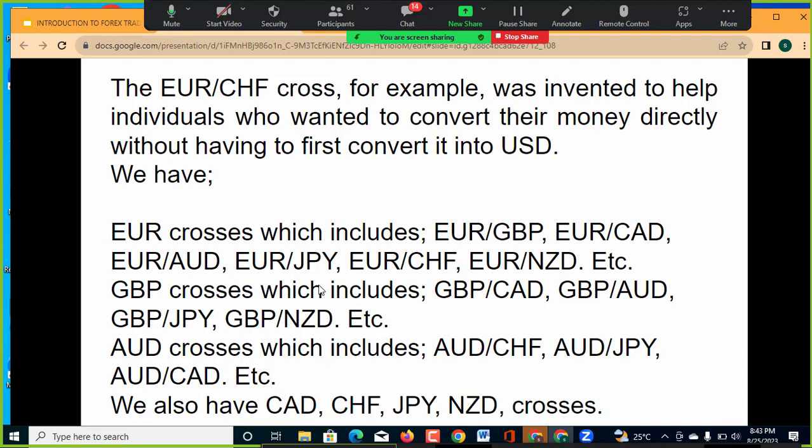So you can do your transaction directly without converting your money to dollars and then buying the currency in mind. Let's say you want to purchase NZD, but what you have is Naira. You would first convert your Naira to US dollars, then use US dollars to buy NZD. But with cross quotes, you are directly using your Naira to buy NZD without any conversion. That is what cross quotes do in the forex market, and we have a lot of pairs that have their crosses.